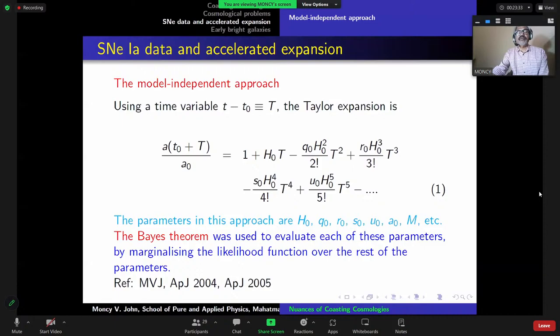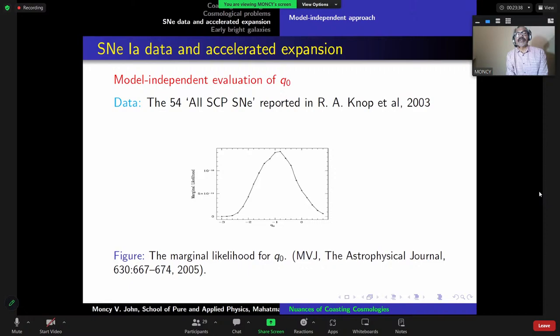In 2003, the 54 SCP supernovae were used as the data and the analysis was done. The marginal likelihood for the deceleration parameter was obtained in this way. One can see that there is a significant marginal likelihood even for q0 equal to 0. And that was in 2003. The paper was published in 2005.